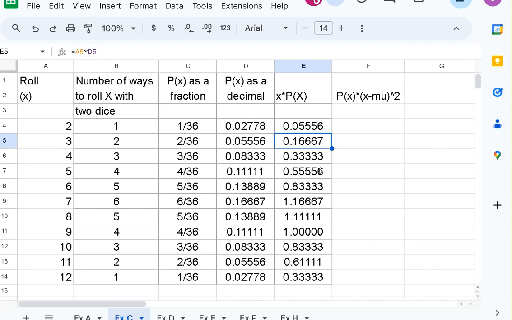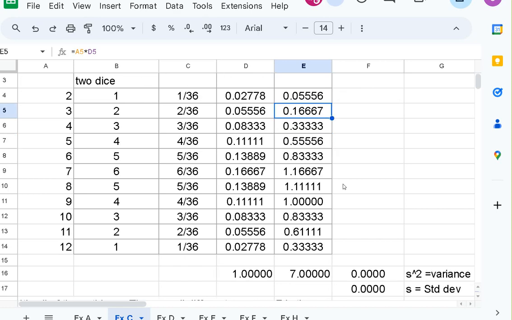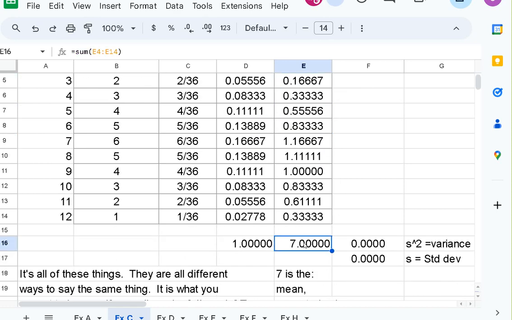Got to vote for 7? You should be getting a 7. That one's already built in, so if you do x times p of x, it should total up to 7. What this is saying is if you were at the casino, at the craps table, rolling dice all evening, if you've gone through hundreds and hundreds of rolls, your average roll is going to be 7.